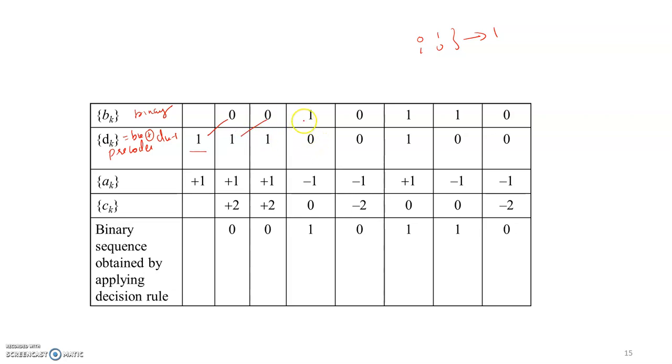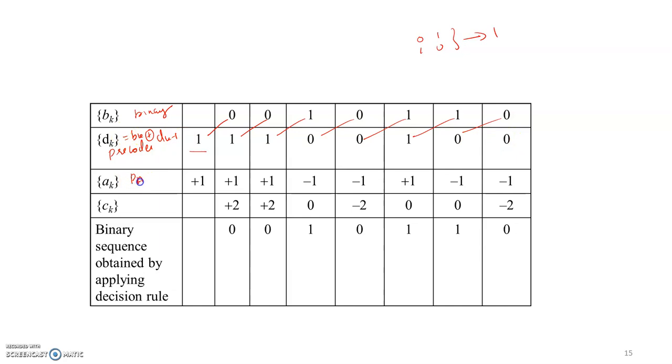Similarly, output at this instant is 1 exclusive-OR 1, that is 0. Output at this instant is 0 exclusive-OR 0, again 0. Output at this instant is 1 exclusive-OR 0 is 1. Output at this instant is 1 exclusive-OR 1, that is 0. Similarly, 0 exclusive-OR 0, 0. So this is my precoder output.